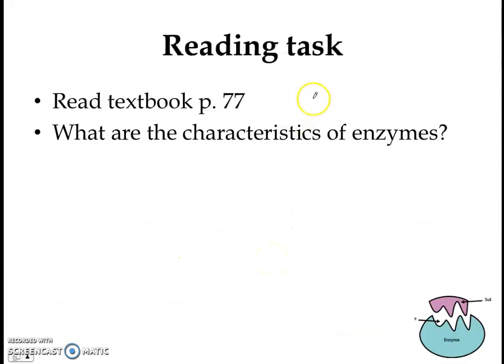So let's start off again with a simple reading task, just to get you guys familiar with your textbooks. Just have a read of textbook page 77 and answer the question, what are the characteristics of enzymes? Alright, so pause the video here, have a read and come back again.